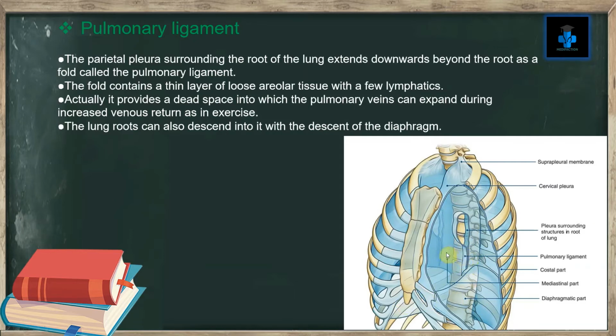So this fold contains a thin layer of loose areolar tissue with a few lymphatics. Actually, it provides a dead space into which the pulmonary veins can expand during increased venous return as in exercise. The lung roots can also descend into it with the descent of the diaphragm.